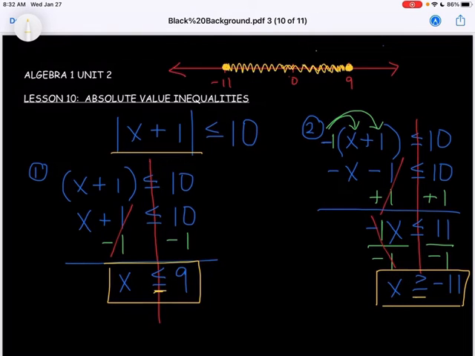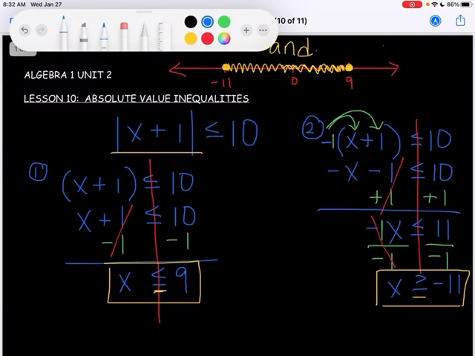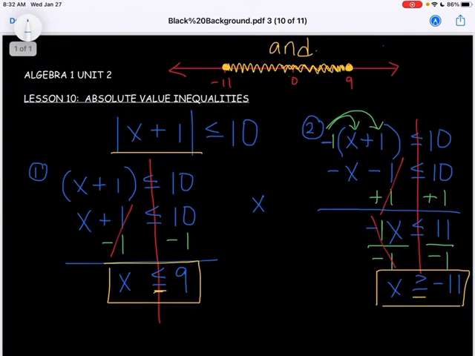So if you notice, we end up with an and inequality because we're shading between two bounds. If you're going to write this in inequality notation, you could write it this way. x is in between with and, negative 11 is to the left of it, and 9 is to the right of it. And then they both have those equal to symbols in it.